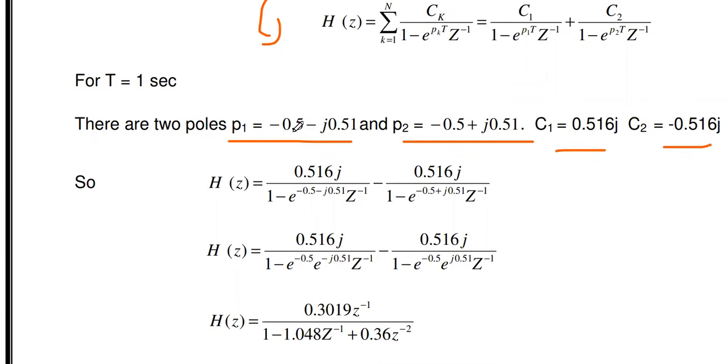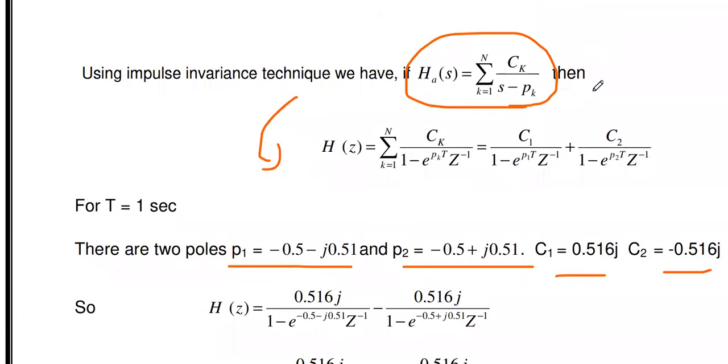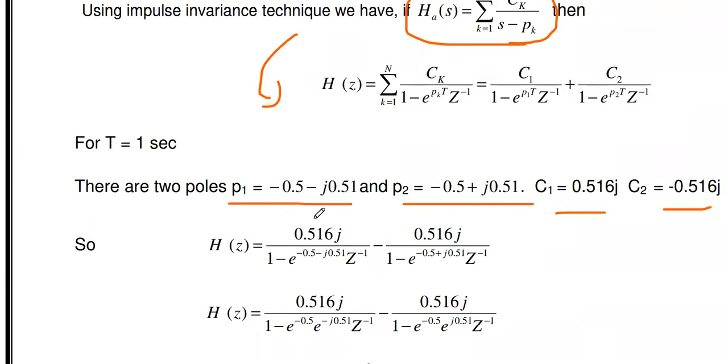The first pole is minus 0.5 minus j0.51, and the second pole is minus 0.5 plus j0.51. C1 and C2 are as found. If this is the analog transfer function, the corresponding digital transfer function is C1 by (1 minus e power P1 T Z inverse), where T equal to 1 second, plus C2 by the similar term. So you just substitute: C1 by 1 minus e power P1. What is P1?